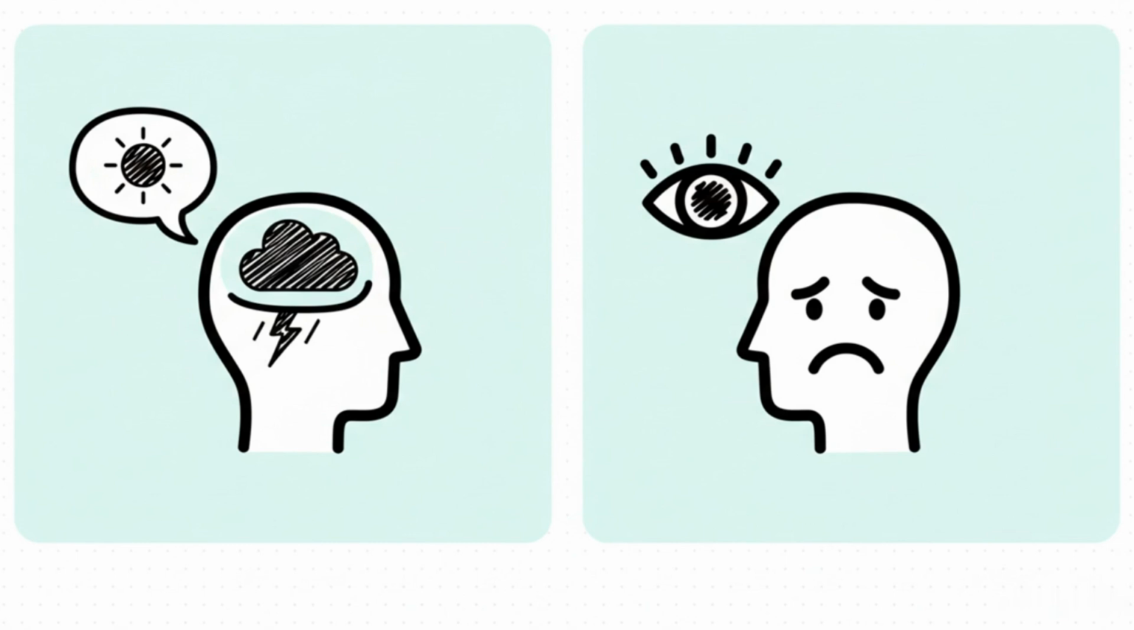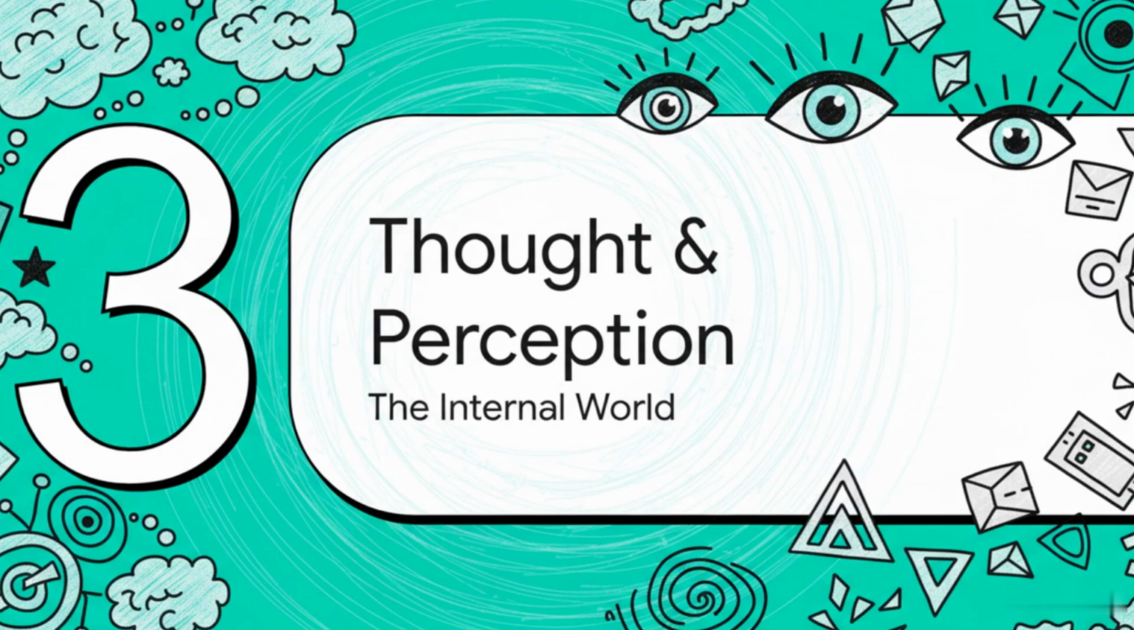So a client might tell you they feel fine, but their affect could be totally flat, or they might look like they're about to cry. That mismatch, that's really significant. All right, so we've looked at the external signs. Now, let's go a little deeper. We're going to explore the really complex world inside a client's head, their thought processes, and how they perceive reality.